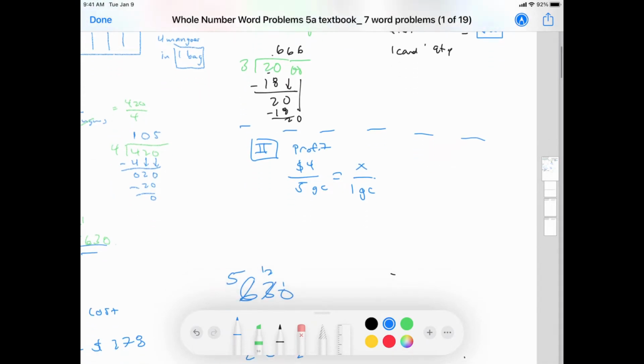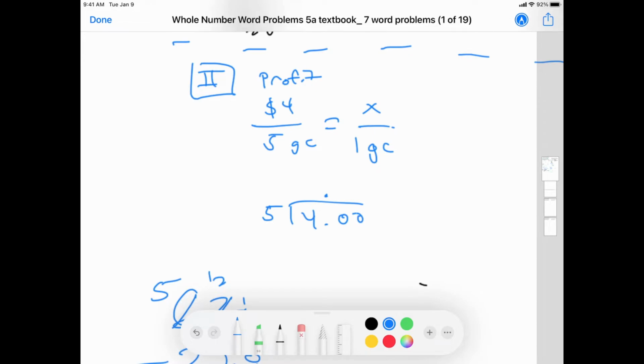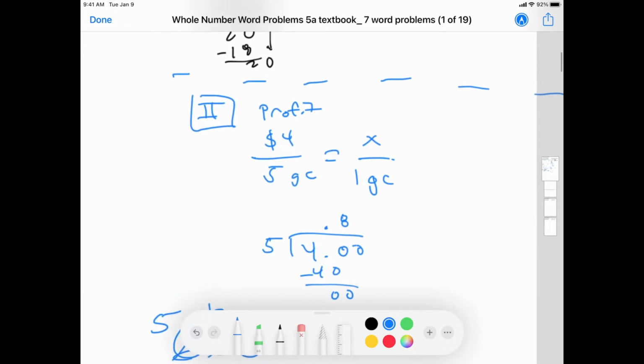So you can just simply do a division problem here. So how many times does 5 go into 4? $4 is 4.00, put a decimal there, and then 5 can't go into 4, so can 5 go into 40? It can, 8 times. 8 times 5 gives you the 40, and you get 0. So it's essentially costing us 80 cents for 1 card.